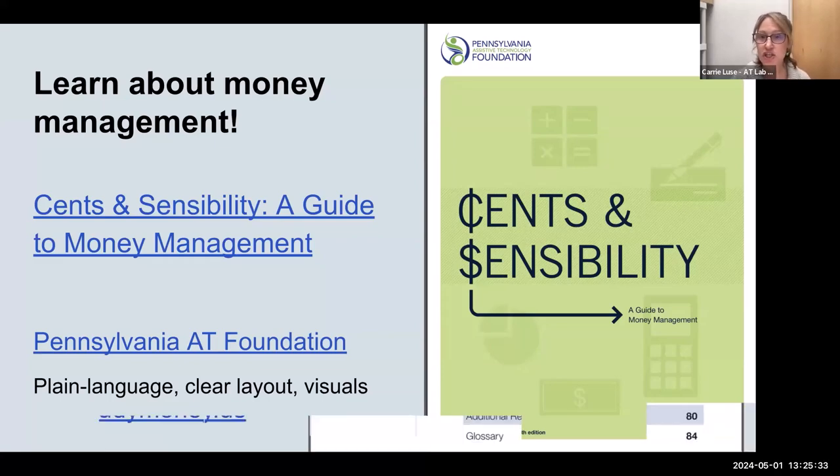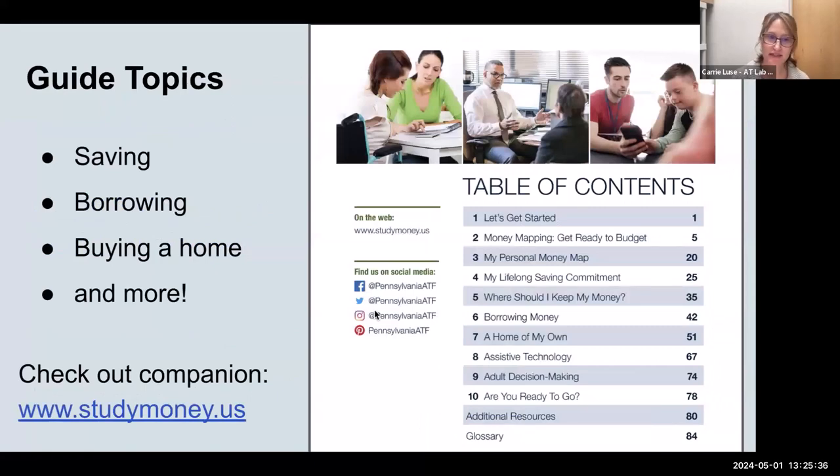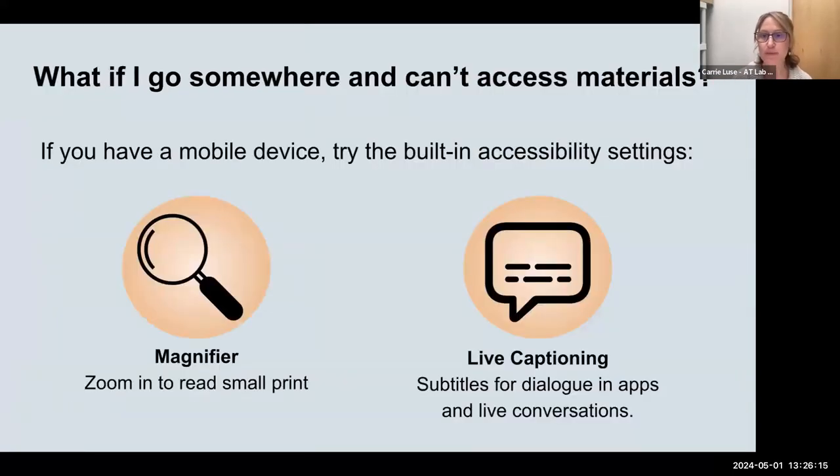We're just going to show you a quick peek of some of the things that are in this guide, just because we think it's so cool. This guide could be used with students in a transition program, or with adults, just so many different folks. It goes over so many things around money management, such as saving, borrowing, buying a home, and more. And if there are any teachers out there, in a transition program or even younger, please check out studymoney.us. That's the companion guide that goes with Sense and Sensibility, and it adapts a lot of the materials in here. We're just giving a plug for this resource that we thought was super cool.